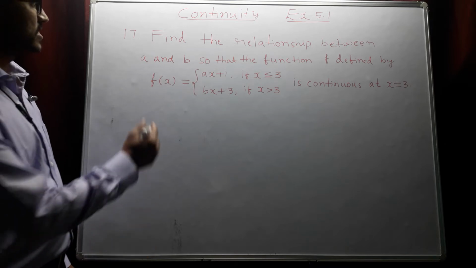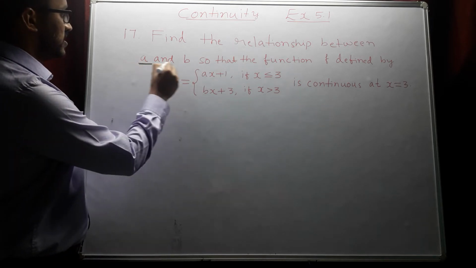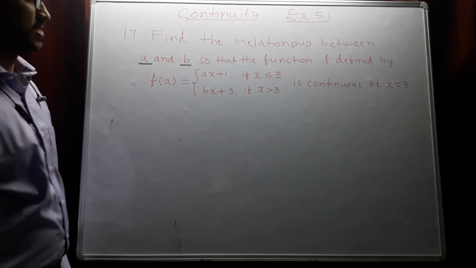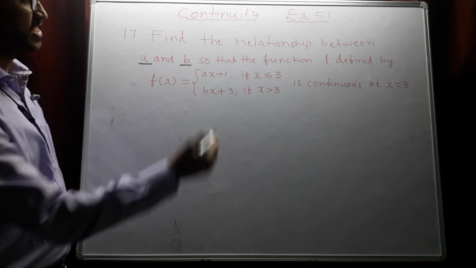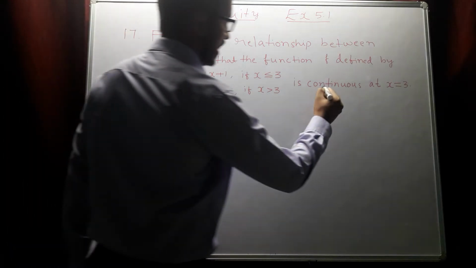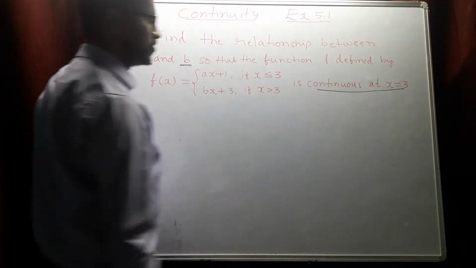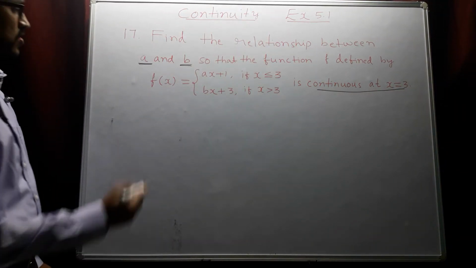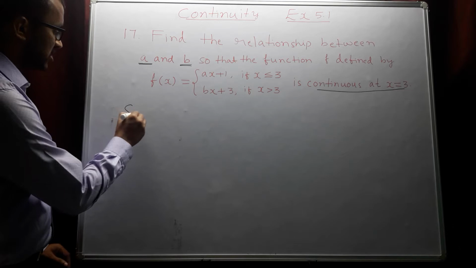So we have to find the relationship between a and b. It is given that the function is continuous at the point x equals 3. So let us see the solution.